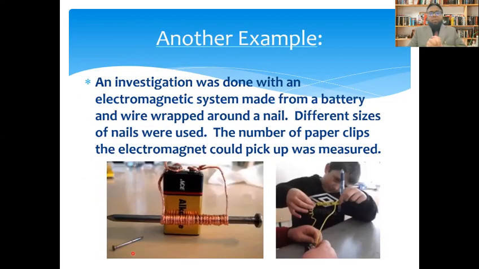Now, another example. See here, an investigation was done with an electromagnetic system made from a battery and wire wrapped around a nail. Different sizes of nails were used. The number of paper clips the electromagnet could pick up was measured. So we take the nails, and on the nails we wrap the wire, and then we measured the current.